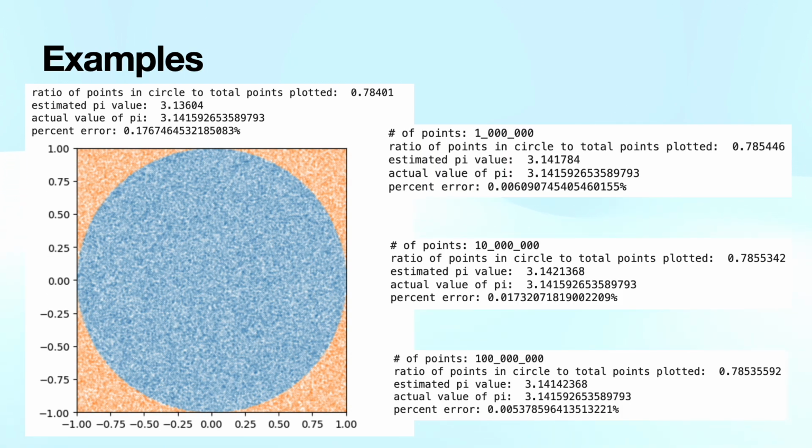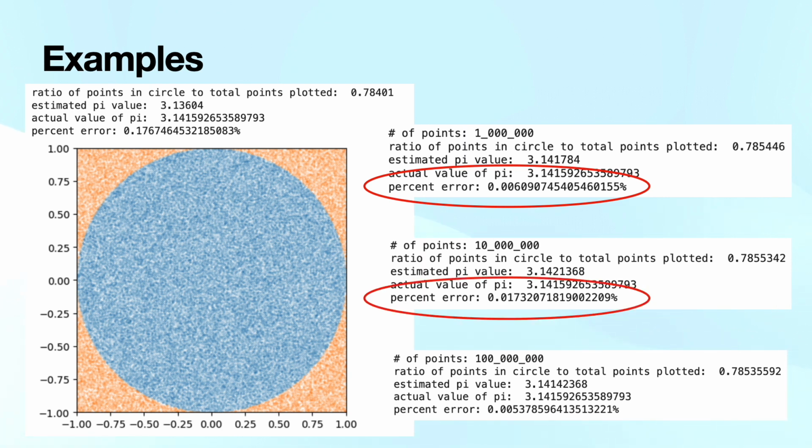In the right side simulations, where we pump up the number of points, something interesting arises. The percent error in the 1 million dots trial is less than the percent error in the 10 million dots trial. This is very important, and the reason that this comes up is that since all of these approximations are probabilistic, there is no guarantee that a trial with more dots will have more accuracy than one with less dots.